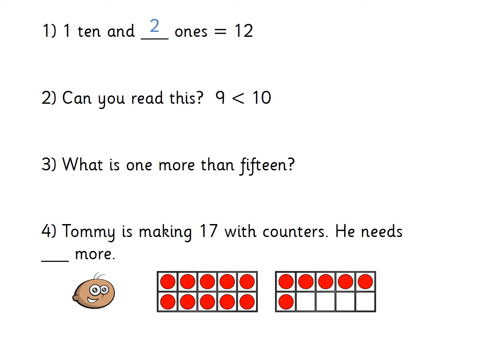Super. Right. Second question, number 2. Can you read this? So you need to read that. 9. And then what does that symbol mean? 10. Just read that for me. Let's have a look if you're right. 9 is less than 10. If you look at our crocodile, the wide part of the mouth is facing towards the 10. Crocodile's greedy, he likes the greater numbers. So 9 is less than 10. Okay, it's the smaller number.